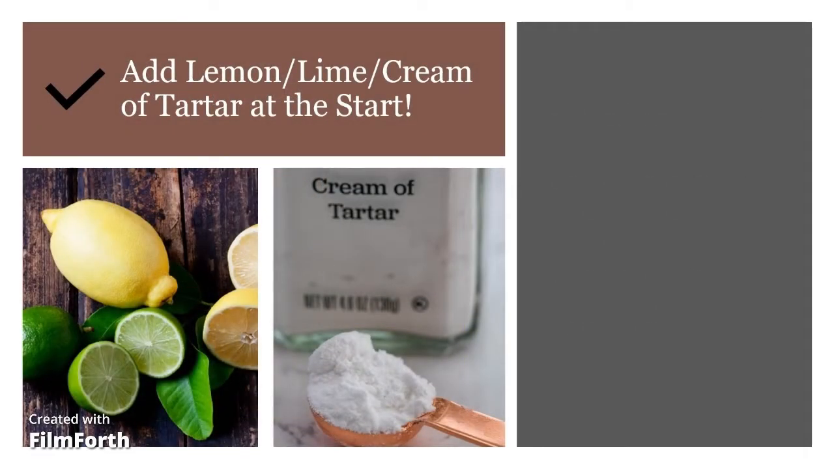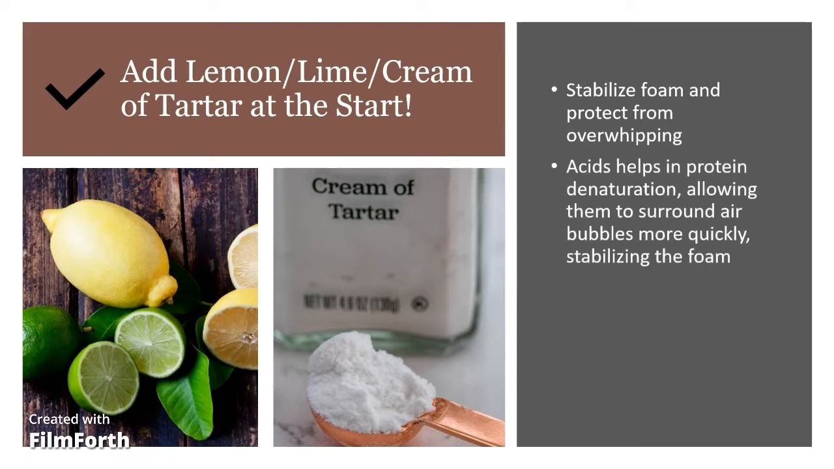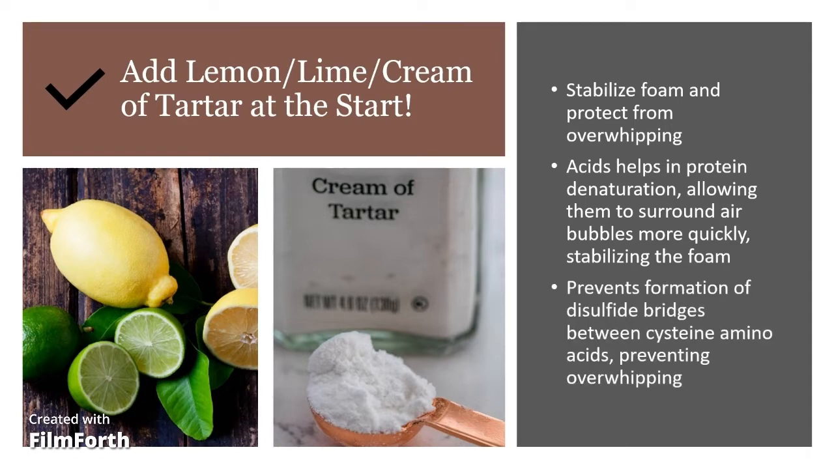The second tip is to add lemon, lime or cream of tartar to help stabilize the foam and prevent over-whipping. The acidic nature helps to denature the proteins quickly to align themselves around the air bubbles and stabilize the foam. They also make it harder for the sulfur or cysteine amino acids in the proteins to lose their hydrogen and form disulfide bridges. This ensures that the air bubble network is not too tightly bonded and therefore helps to prevent over-whipping.